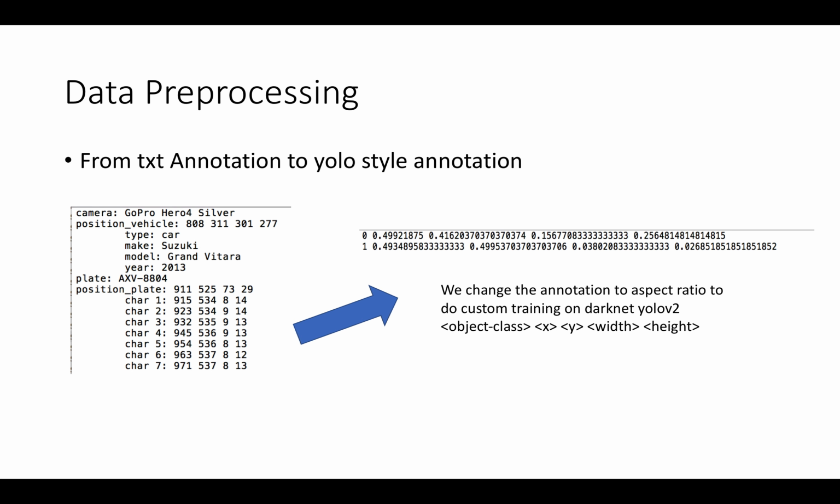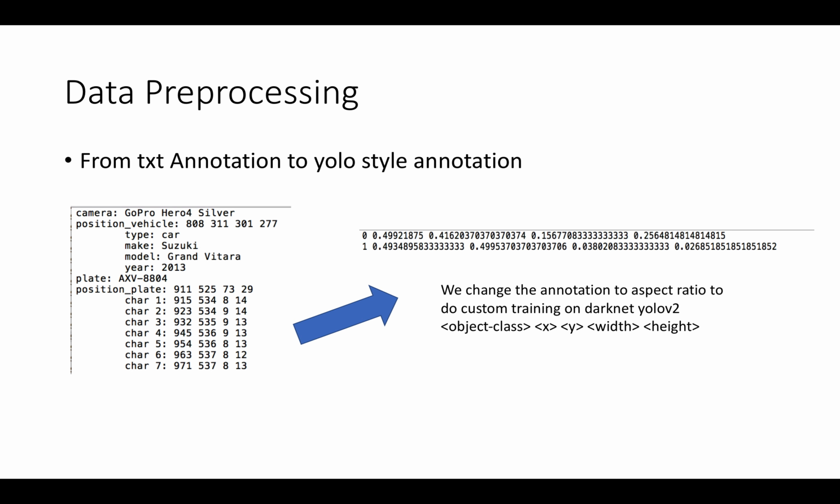You can see the annotation file is pretty detailed with all the models and cameras, all these kind of things. And we only take the vehicle bounding box and the license plate bounding box and convert it into aspect ratio according to the size of the image.